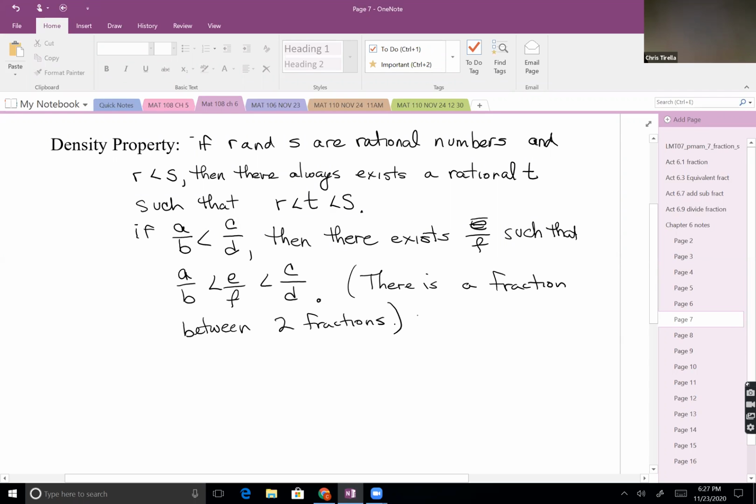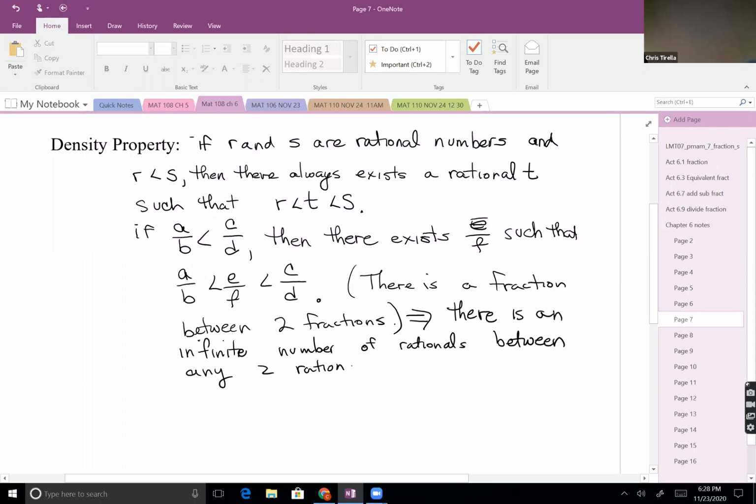And so actually, this leads to the idea that there is an infinite number of fractions between any two rational numbers. Or there is an infinite number of rational numbers between any two rational numbers. And that idea that we can keep stuffing more and more in between is what makes that idea of them being dense.